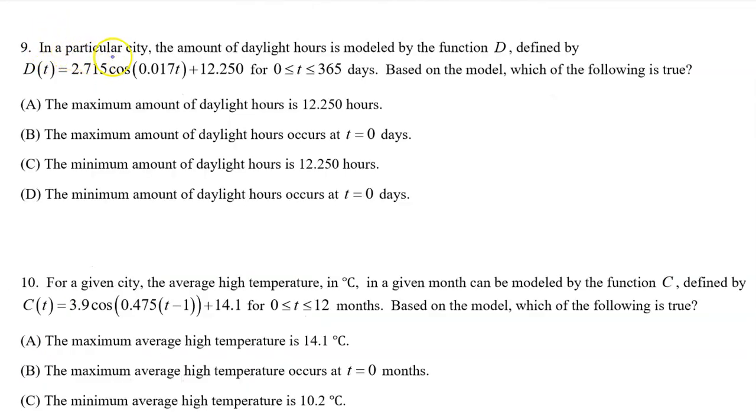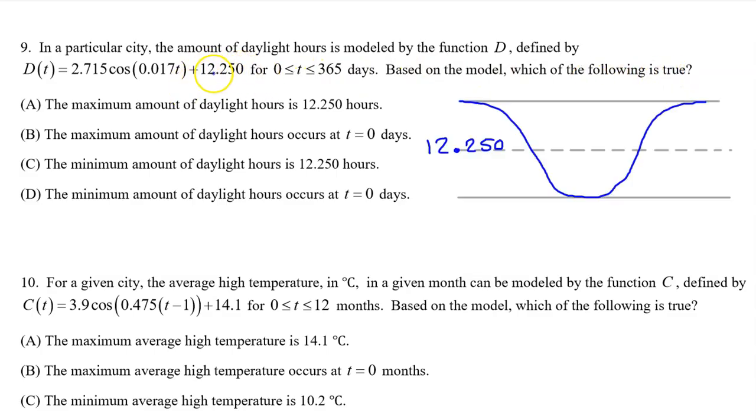Number 9. In a particular city, the amount of daylight hours is modeled by the function d, defined by d of t is equal to this expression. On the closed interval from 0 to 365 days, based on the model, which of the following is true? The d value indicates the value of the midline, so 12.250. I notice that there is no c value added or subtracted in here, so that means that the phase shift is 0. In other words, the period begins right here at 0.